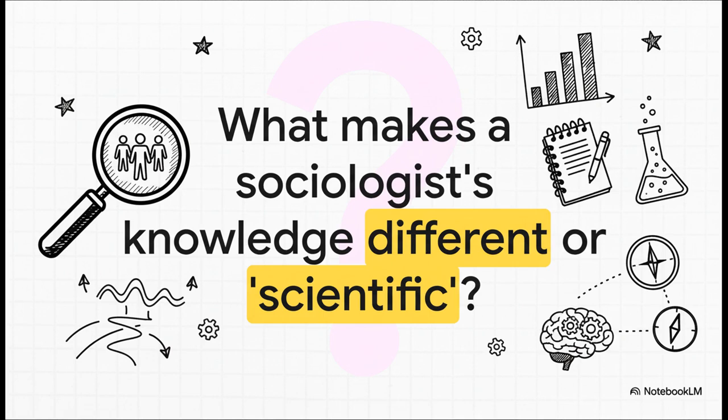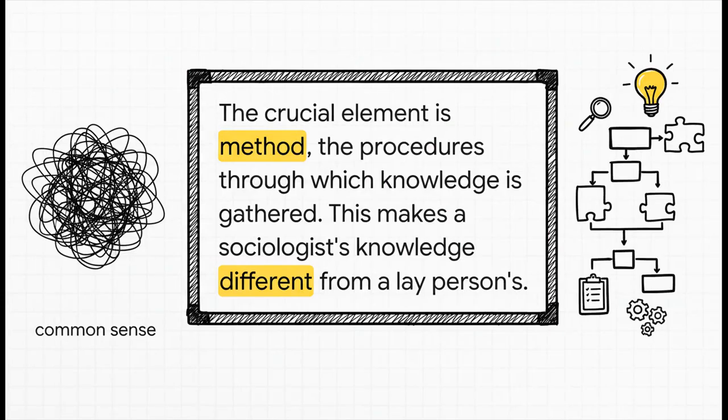All right, let's kick things off with a really big question. Think about it. We all live in society, right? We know the rules, we get the culture. So what on earth makes a sociologist's knowledge any different? How can what they know be considered scientific when we're all swimming in the same social water? What's the secret sauce? Well, the answer, surprisingly, comes down to just one single, powerful word: method.